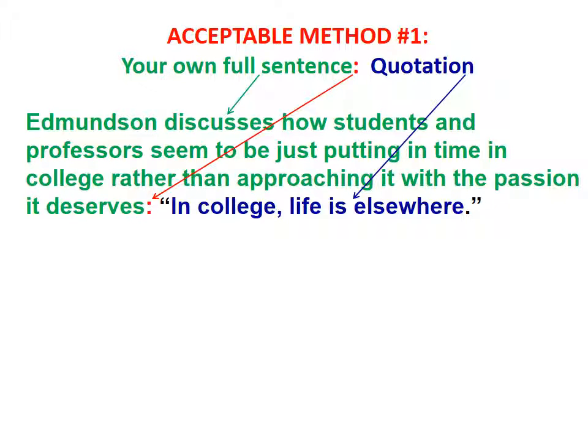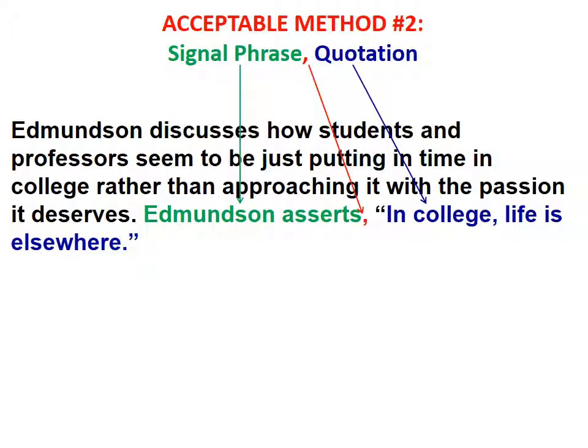The first method that is correct is using your own full sentence and then putting a colon, the two dots, one over the other, and then putting the quote that proves the statement that you just made. So your own full sentence, colon, quotation. That's acceptable. Another acceptable way to include a quotation is to use a signal phrase and a comma and then the quote. So here we see Edmondson asserts, comma, and then the quotation about what Edmondson is asserting. That's also acceptable.